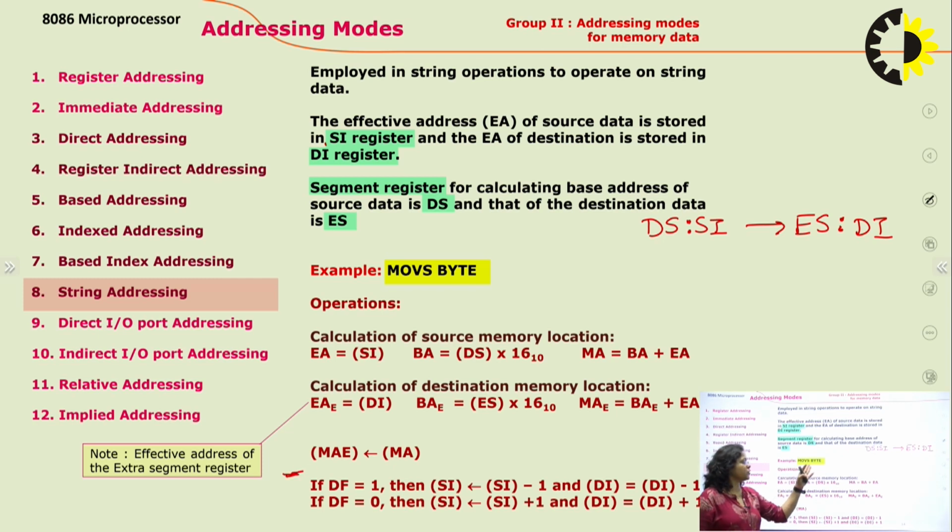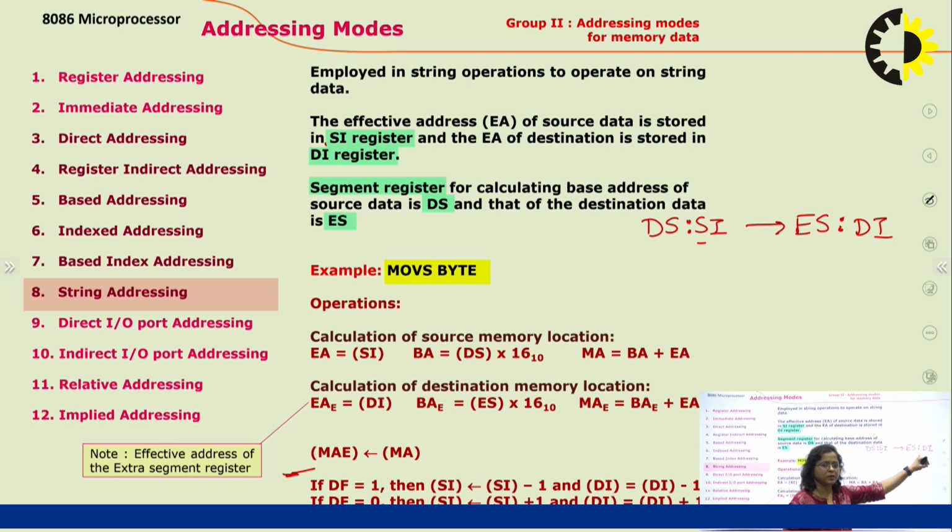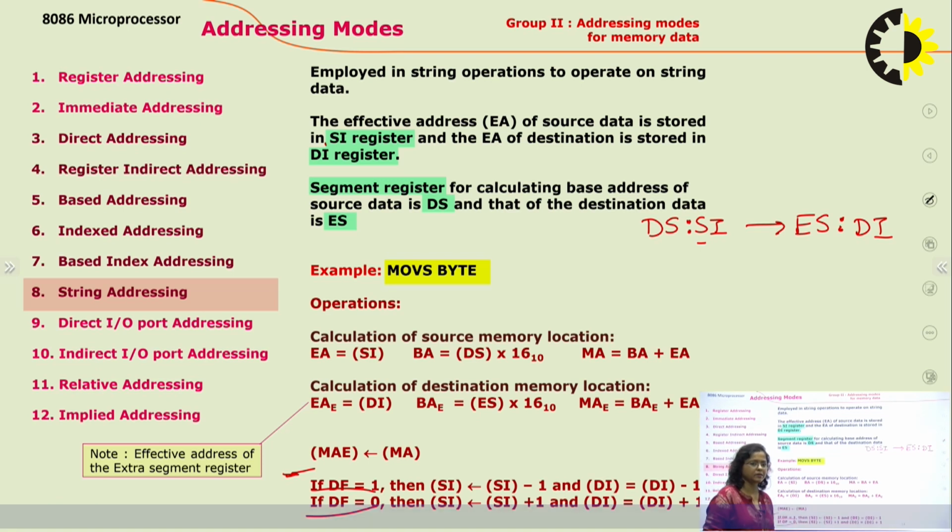So, if we talk about string instructions, the first address of the source string is DS into 10 plus SI and the first address of the destination string is ES into 10 plus DI, and the next address will be considered with an increment or decrement based on the direction flag. If the direction flag is 1, then the next address will be calculated by decrementing the index registers, and if the direction flag is 0, then the next address will be calculated by incrementing the index registers.